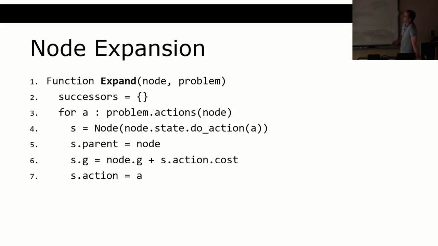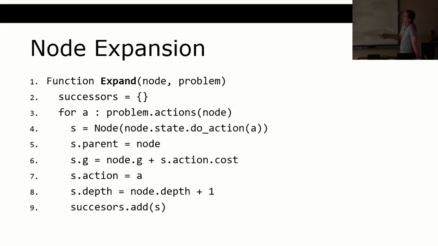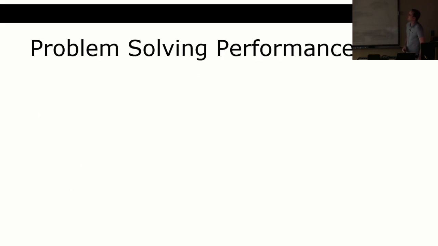We're going to set the action that generated this node, maybe set the depth of this node, and then add this node to the successors, and then return the successors. So it's a really simple thing. We essentially just loop over all the possible actions from this node in the search, generate all the states, generate the nodes from those states, and then add them to a collection, and then that's it. We've generated all the new nodes. Okay, so that's it. That's the algorithm. That will solve all problems if you choose the nodes to expand correctly.